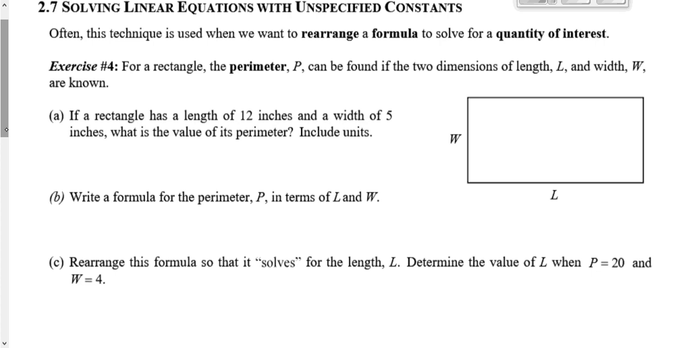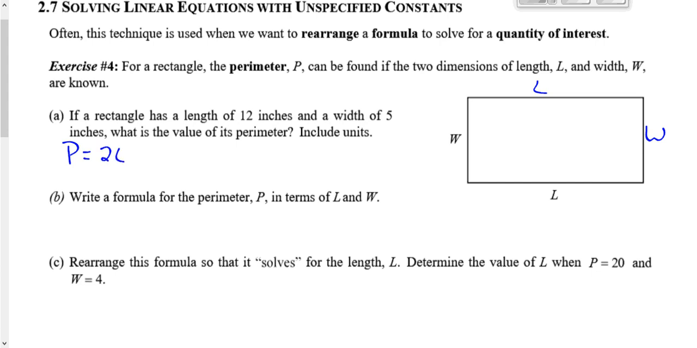Okay, but let's go to part A. Now they give us some numbers, right? It has a length of 12 and a width of 5. What's the perimeter? Well, do we need to do L plus L plus, this is L, and that's W. Do we need to do L plus W plus W? 12 plus 5. Yeah, well, sure, we could do that too, right? But what about this? There's two lengths, so instead of L plus L, can we write 2L, right?